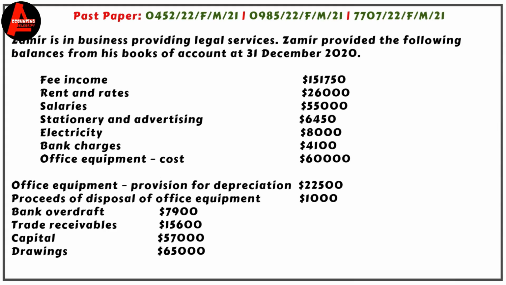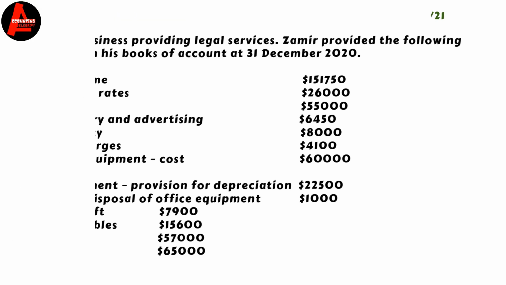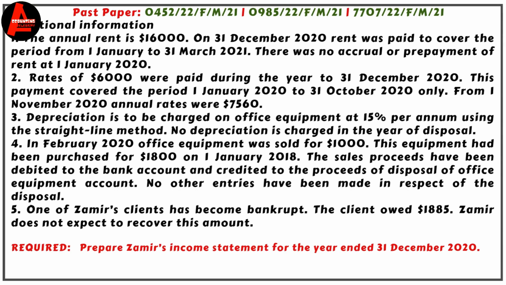Zamir is in business providing legal services. Zamir provided the following from his books of account at 31st December 2022. Here we see many trial balance items. Here we have additional information, which means we have 5 adjustments.